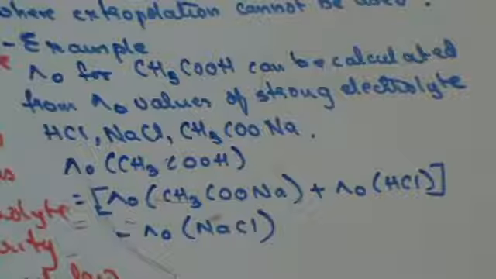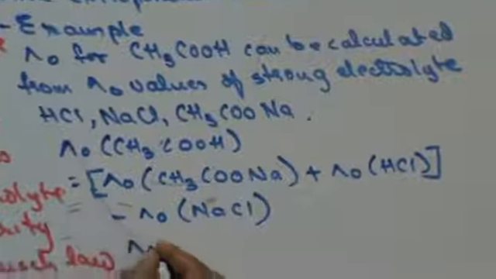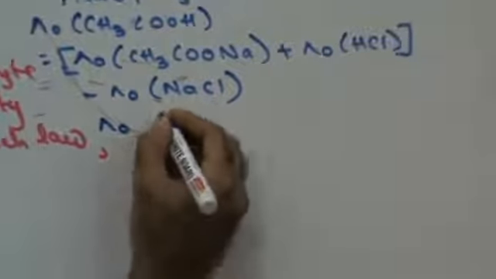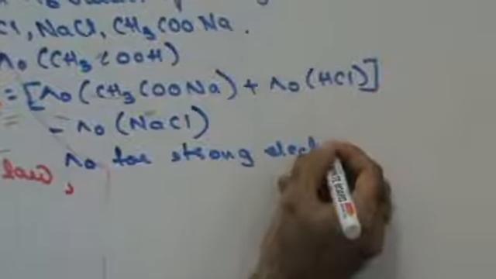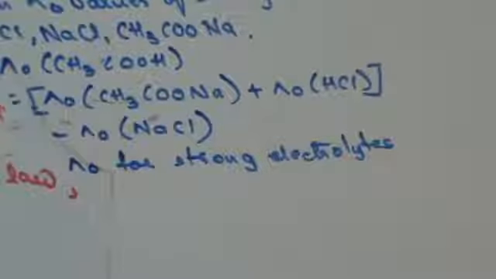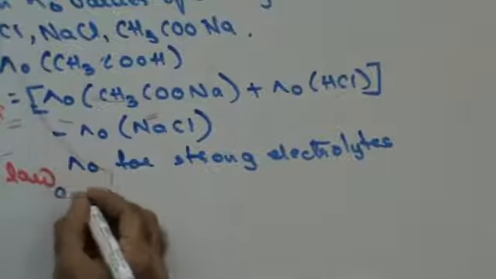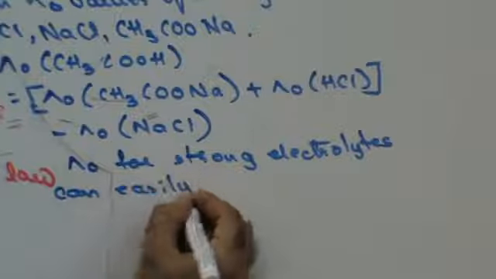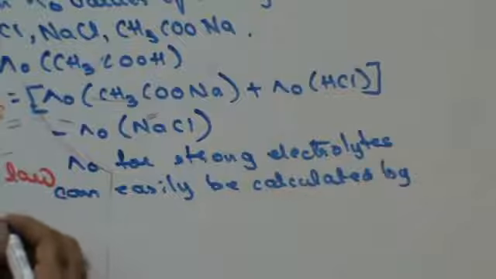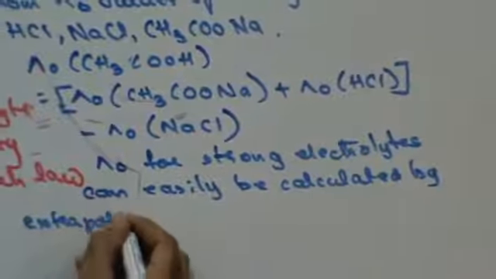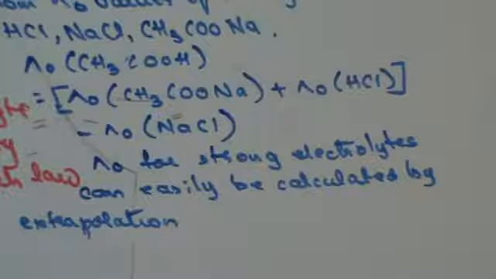Right? And we already know that molar conductivity at zero concentration for strong electrolytes can easily be calculated by the extrapolation method. Right? So, do you understand why we need molar conductivity and zero molar conductivity?